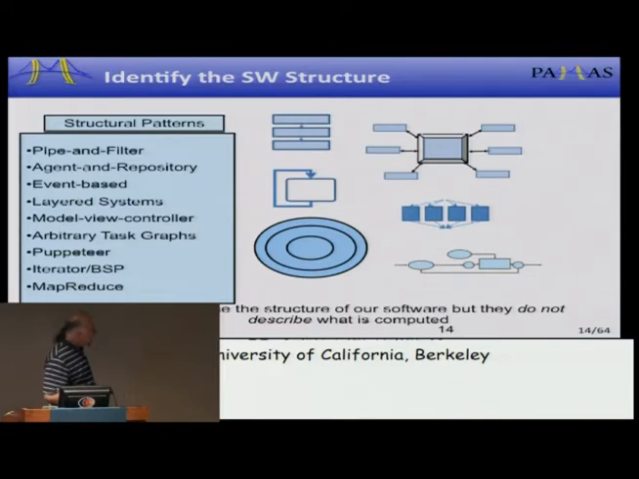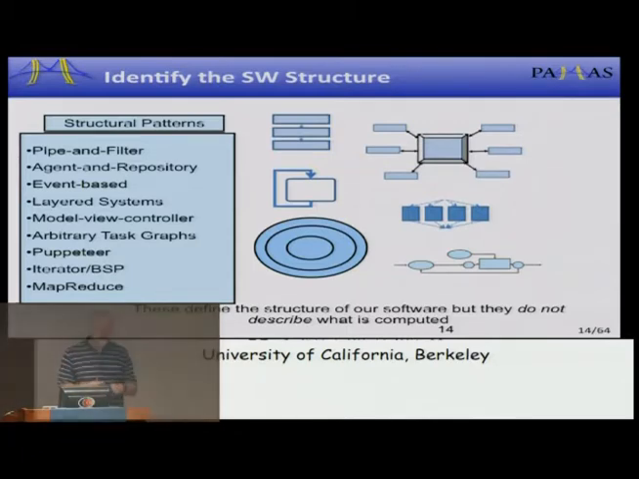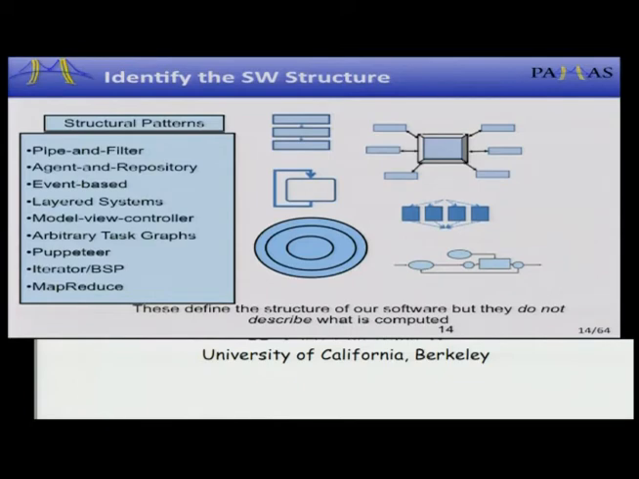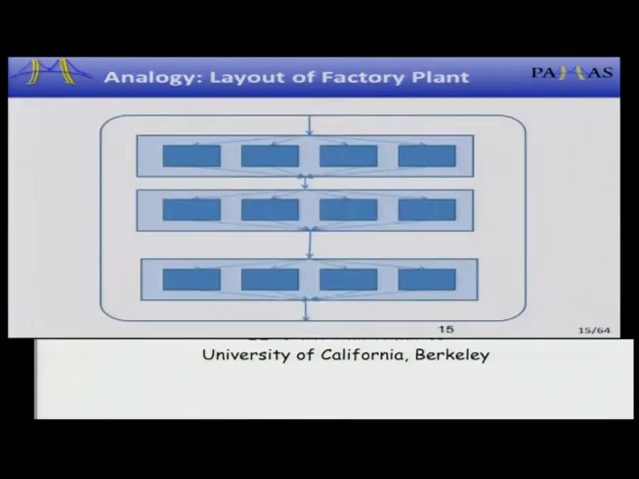And then for purposes of parallelism, we find we've added some others, such as the puppeteer pattern, the iterator, or bulk synchronous process, and MapReduce. And these describe how software is structured together. They do not describe what it, in fact, actually does. And going back to our factory analogy, this is the analogy of the layout of the factory plant. These structural patterns describe how we actually want to lay out the factory.